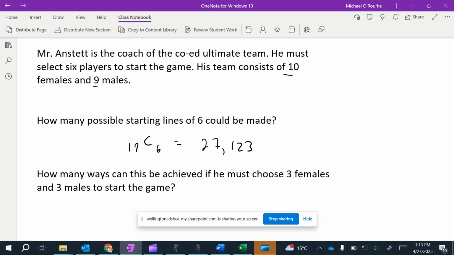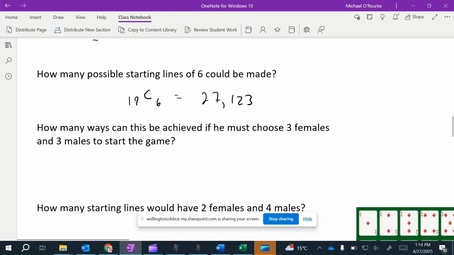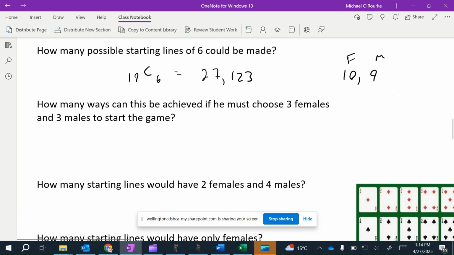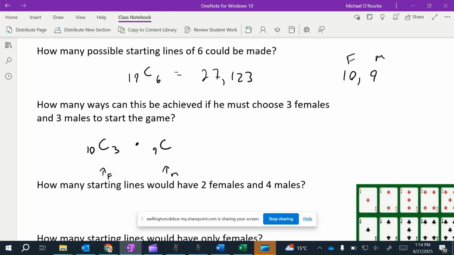Okay. So how many starting lineups can be achieved with 3 females and 3 males? Okay. So still the same thing here. In this case, this is going to be my female batch, and this is going to be my male batch. So I have 10 females, and I want 3 to start. And I have 9 males, and I need 3 to start. So that's going to be my answer there.